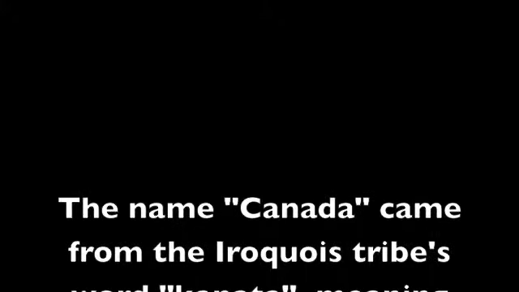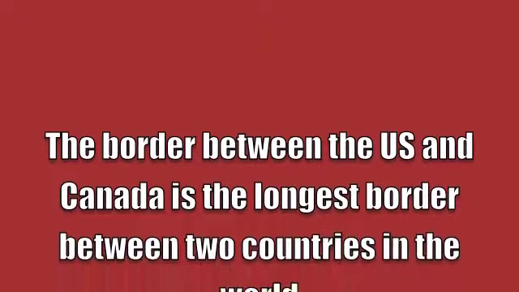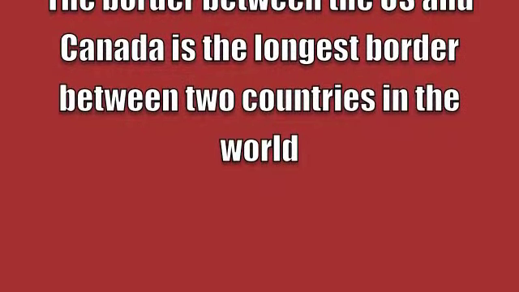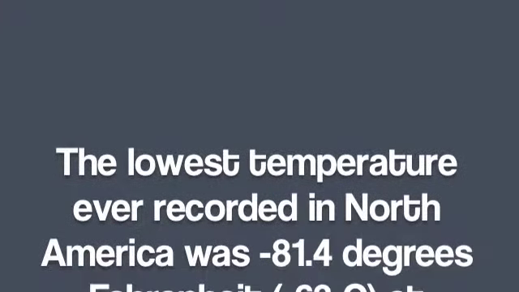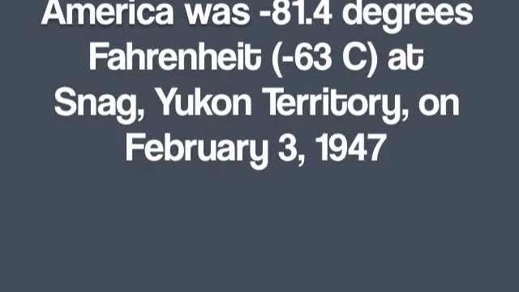The word Canada came from the Iroquois tribe's word Canada, meaning settlement. The border between the U.S. and Canada is the longest border between two countries in the world. The coldest temperature ever recorded in North America was negative 81.4 degrees Fahrenheit at Snag, Yukon Territory on February 3, 1947.